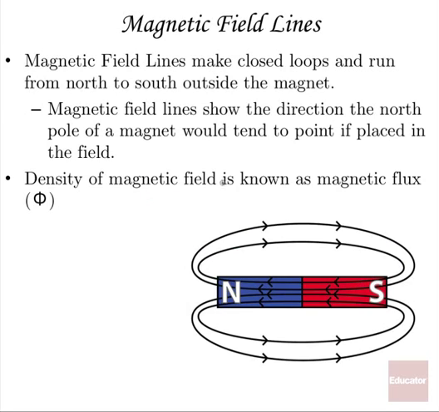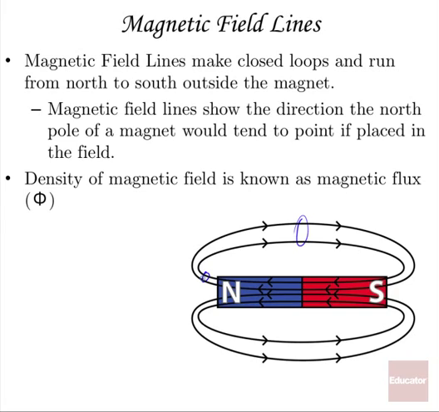Now, the density of the magnetic field is known as the magnetic flux. So you have more magnetic flux in a region like this than you do in a region like this because the magnetic field lines are closer. And the magnetic field lines show the direction the north pole of a magnet would tend to point if it was placed in that field.